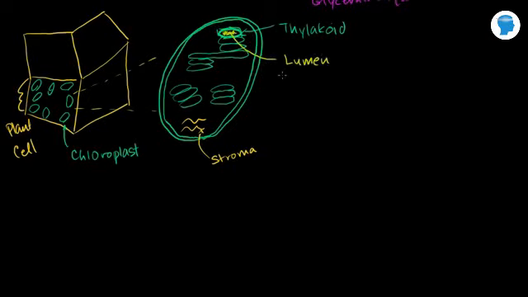Lumen. And just to get all of our terminology out of the way, a stack of several thylakoids, just like that, that is called a grana. That's a stack of thylakoids. That is a grana. And this is an organelle.